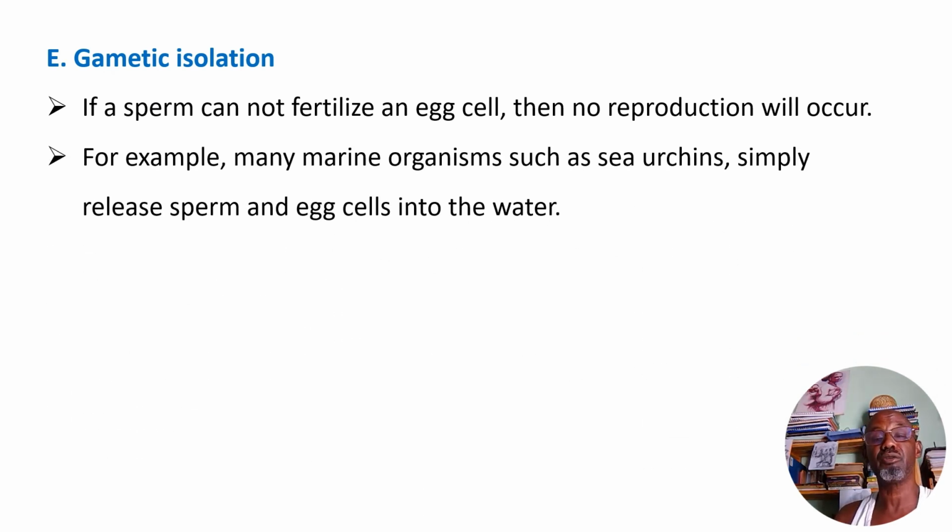For example, many marine organisms such as sea urchins simply release sperm and egg cells into the water. You see? Therefore, this is gametic isolation. The gametes are not communicating properly. Chemically, there are chemical barriers which prevent the male gamete from fertilizing the female. These are known as gametic isolation. Do you think the human sperm can fertilize a hyena's egg or donkey's egg, more appropriately, of course? Donkey's egg? No. Why?